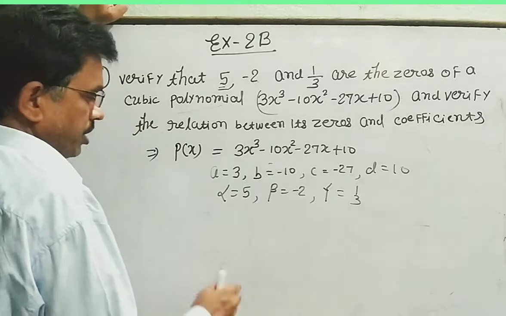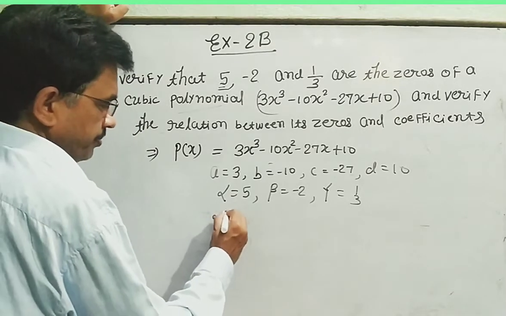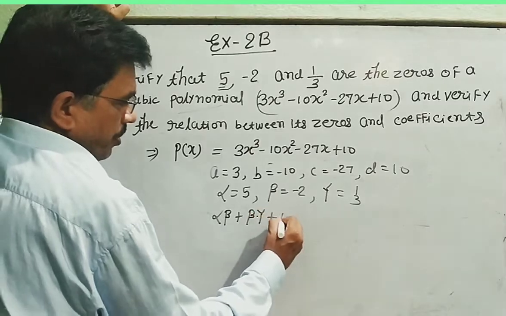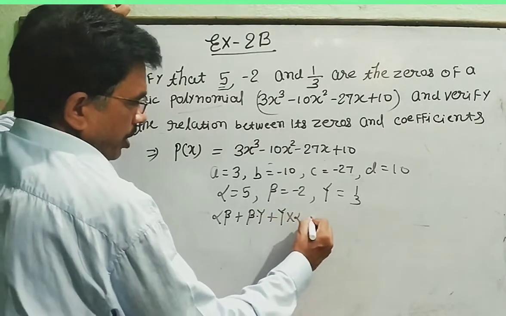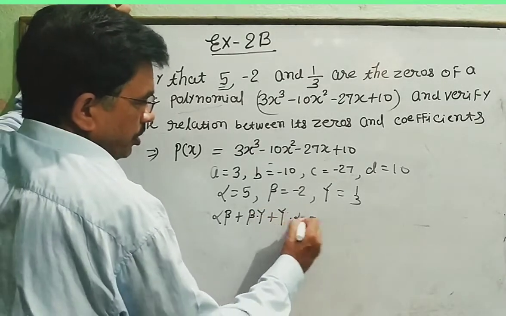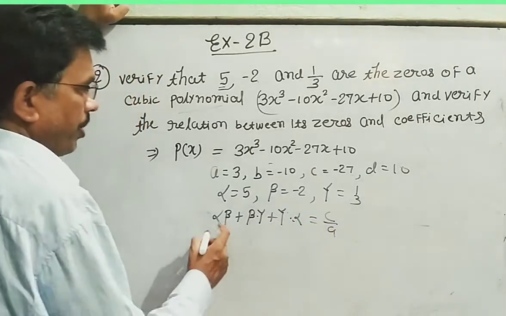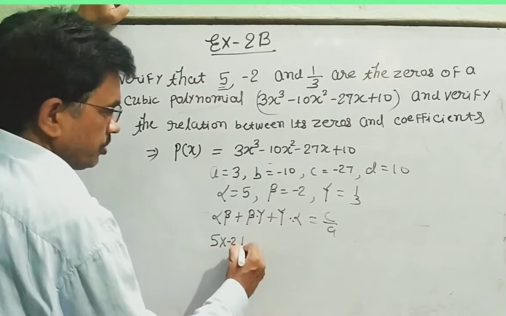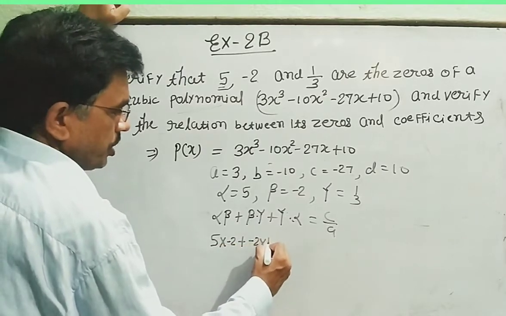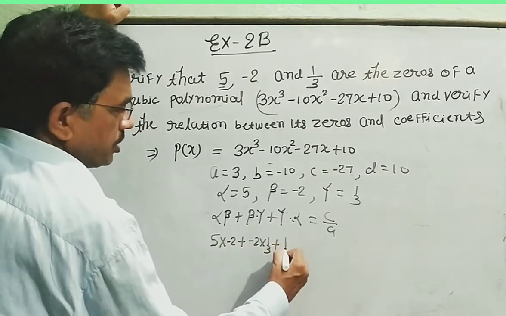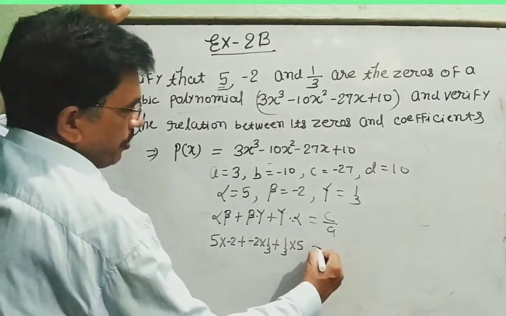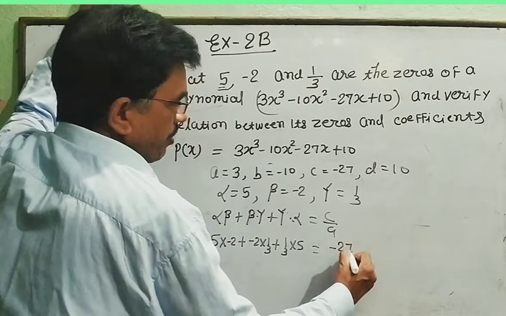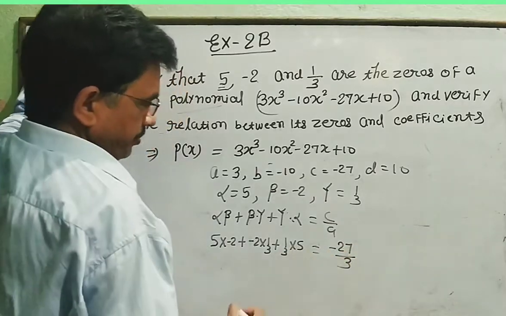Next condition is alpha into beta plus beta into gamma plus gamma into alpha is equal to c by a. What is alpha? Alpha is 5 into minus 2 plus minus 2 into 1 by 3 plus 1 by 3 into 5 is equal to c by a. C is minus 27 and a is 3.